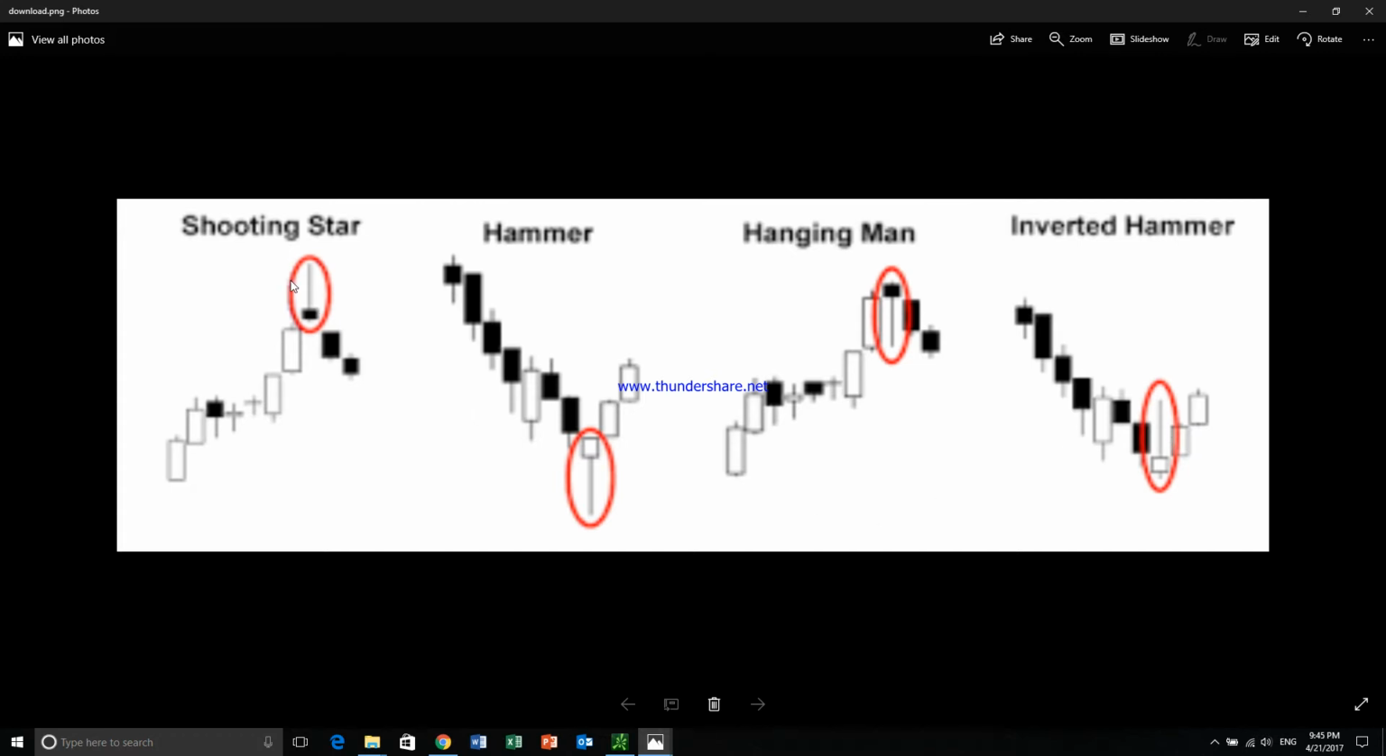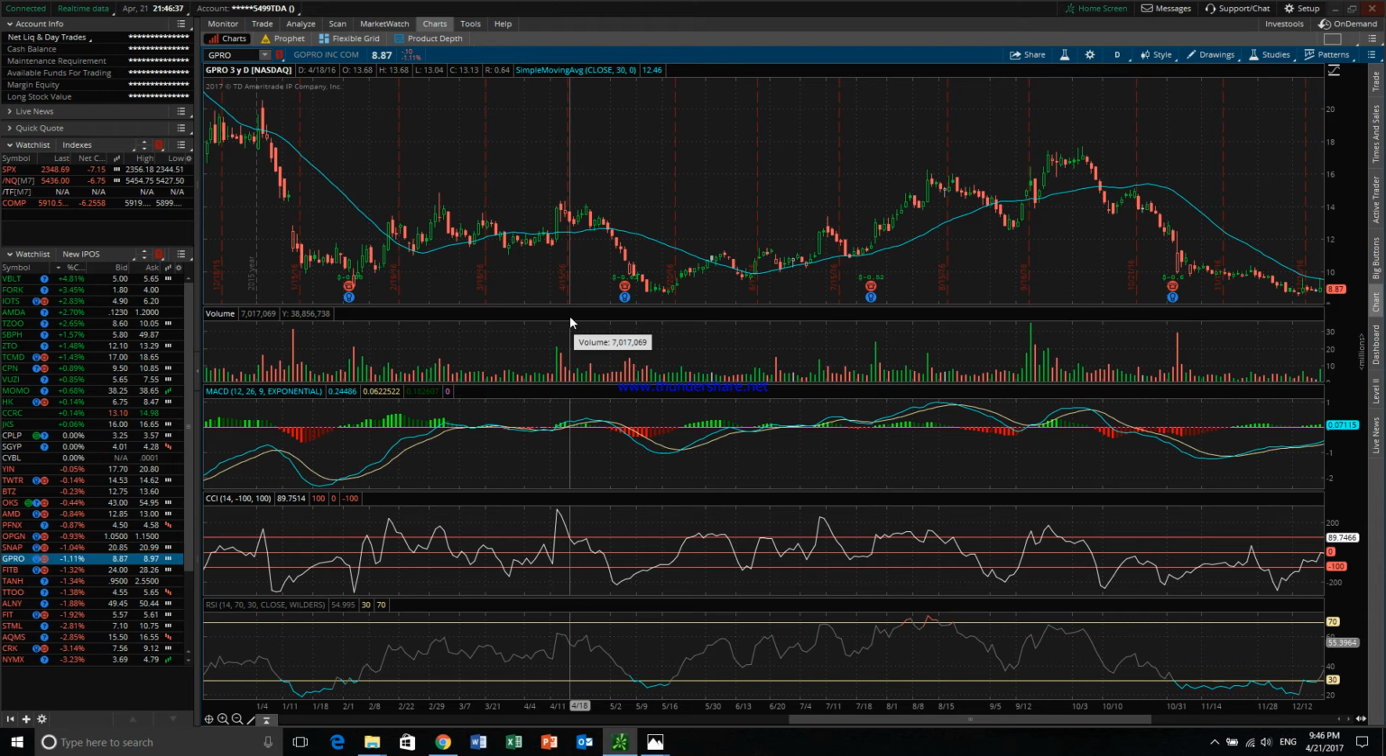So when you see an inverted hammer at the top, which is a shooting star, that's a sell signal. Also, when you see a hammer that comes at the top, which is a hanging man, that's a sell signal. I'm kind of mixing the names so you guys can get the idea. But when you see a hammer after a downtrend, this is a buy signal. And also when you see an inverted hammer after a downtrend, that's also a buy signal. So let's take a look at some examples, so you guys can get a clear idea.